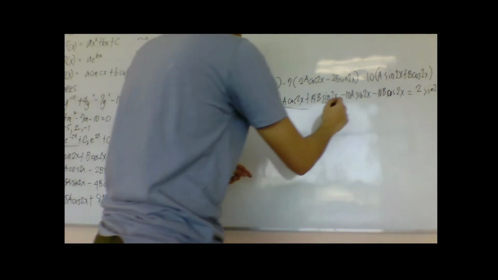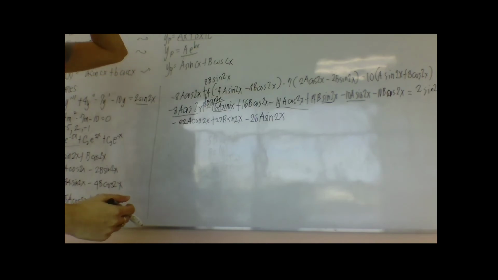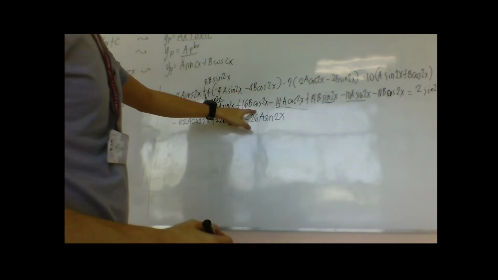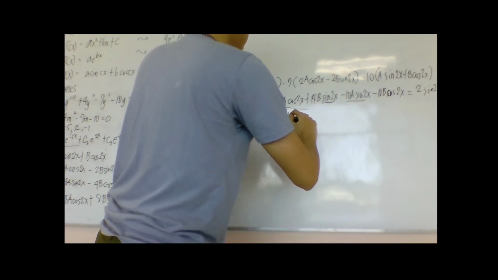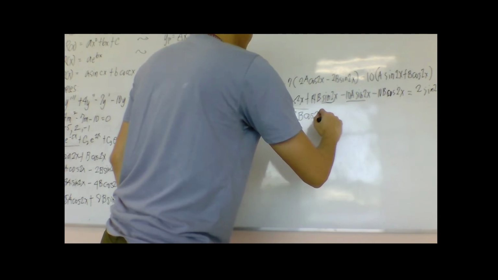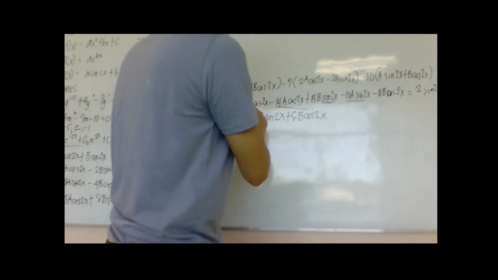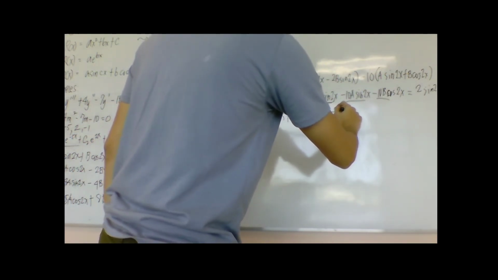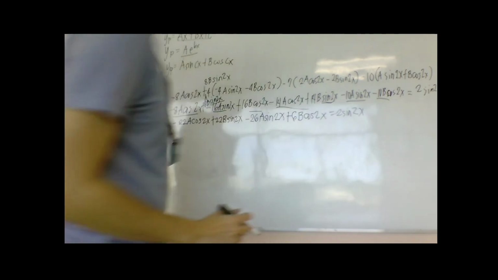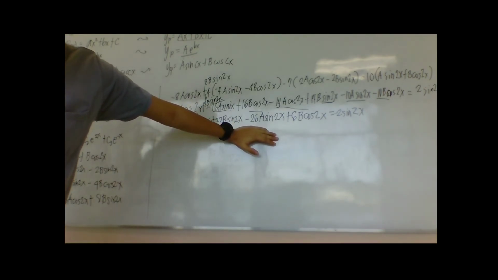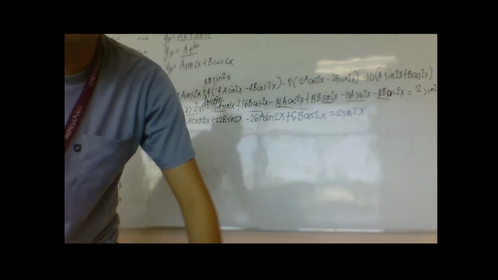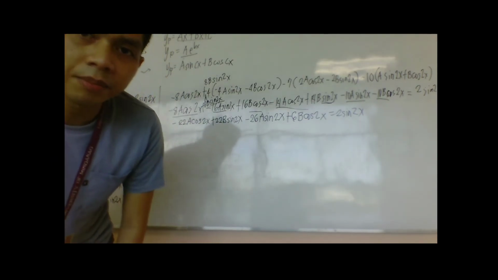Okay, so this is where, right? It's gone. b cosine 2x. So plus 6b cosine 2x. Okay. Is equal to 2 sine 2x. Okay, let's double check if that's correct. Negative 22. There's some mistake here. Negative 6a sine x.